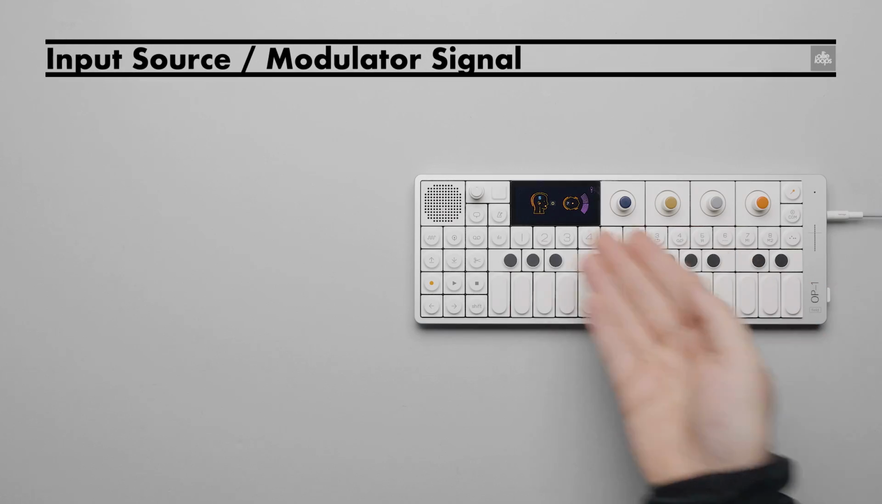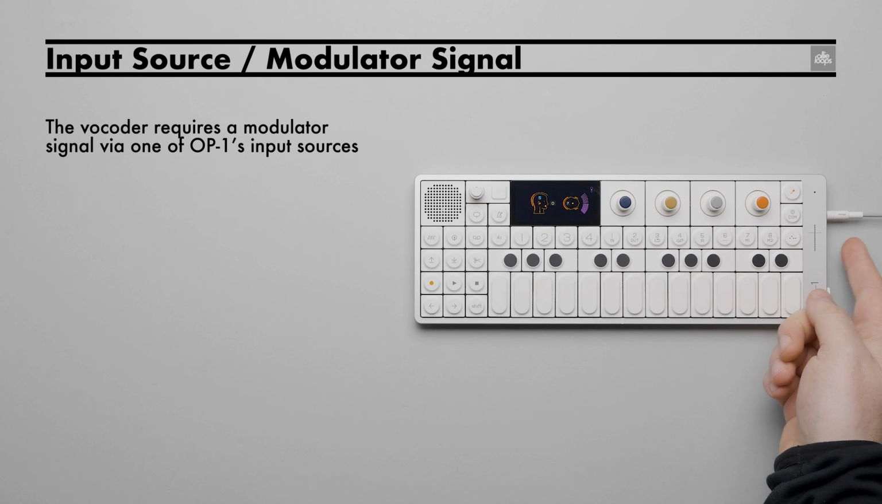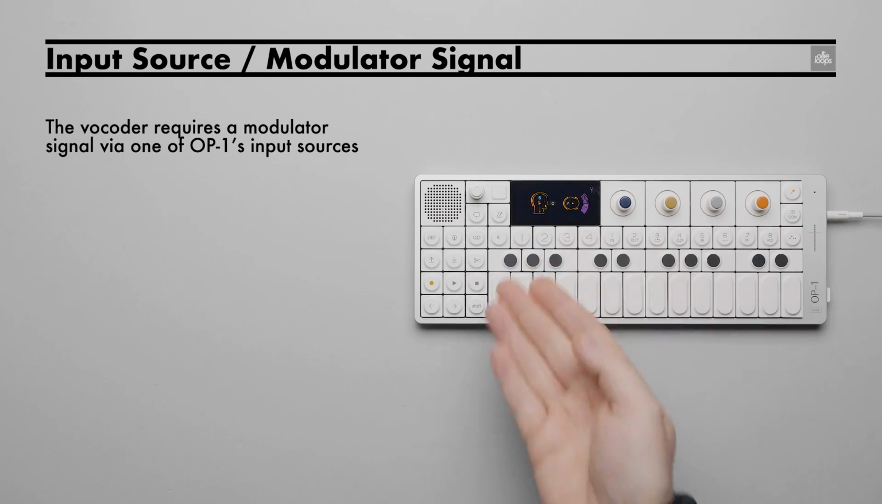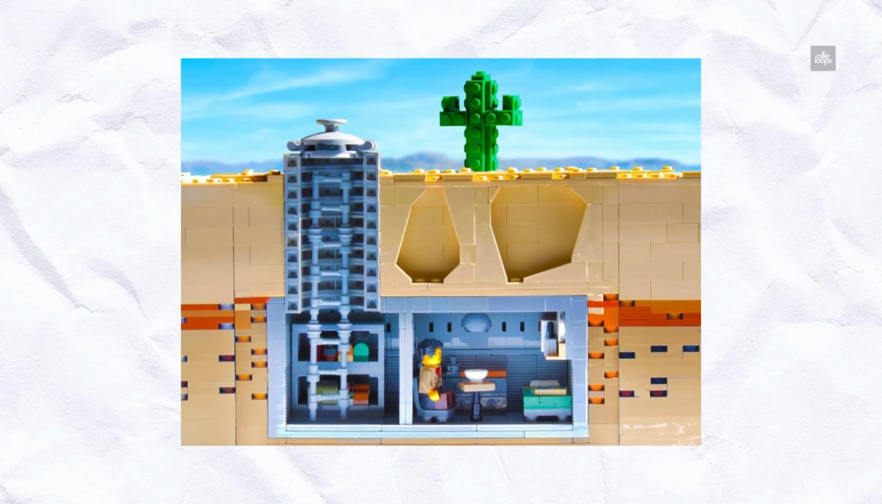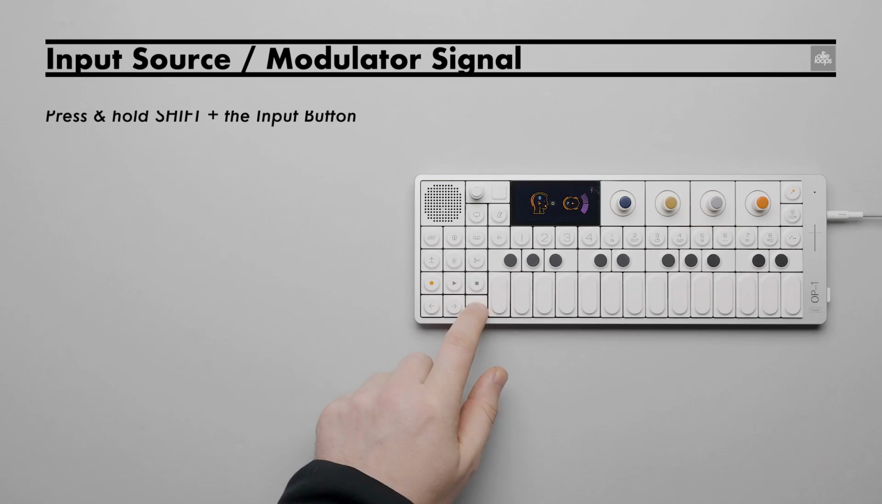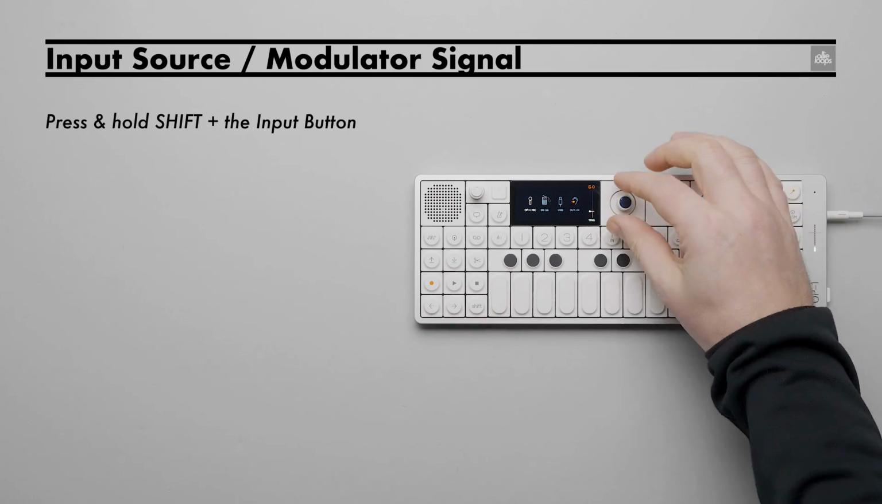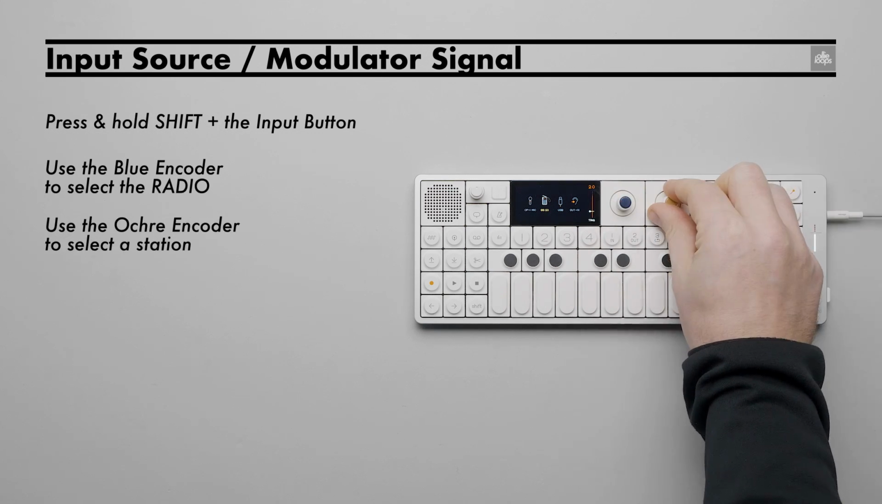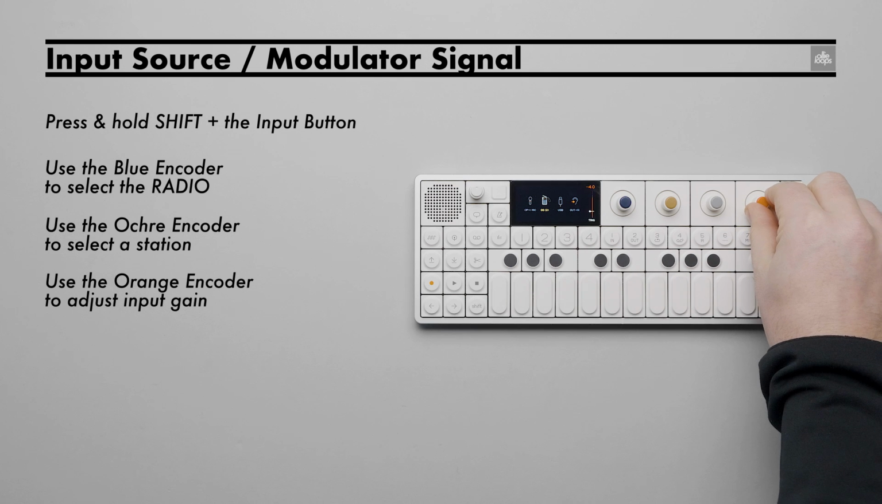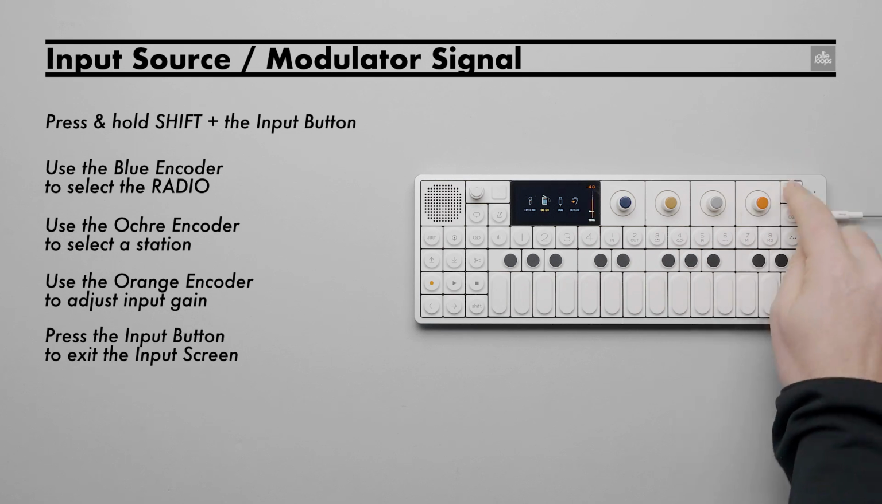In order to make the vocoder work, we need an input source, or modulator, going into the vocoder. The simplest setup is to use the radio, assuming you're not in a bunker and you can get a local radio station. Press and hold Shift and then press the input button. Use the blue encoder to select the radio. Use the ochre encoder to select a station. You can adjust the input gain with the orange encoder. Press the input button to close this screen.